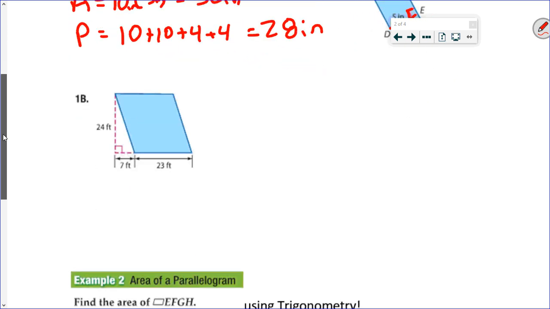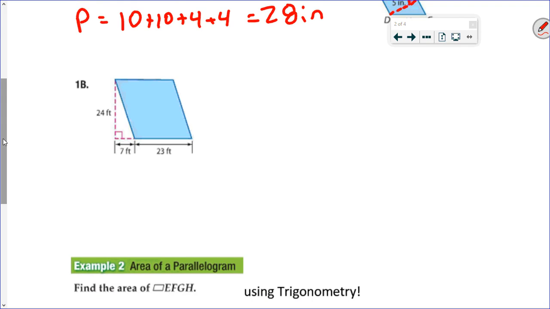So I'll give you guys an opportunity here to do 1B. Okay, so you can pause and do that.